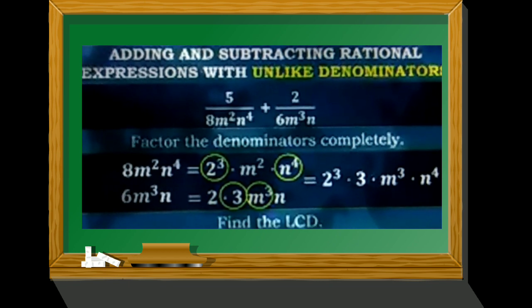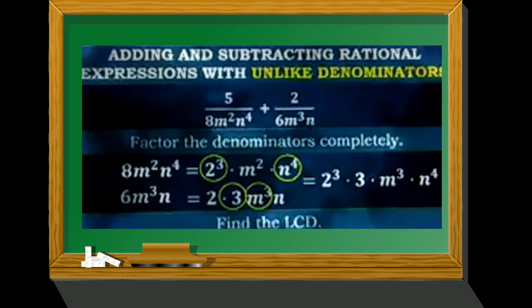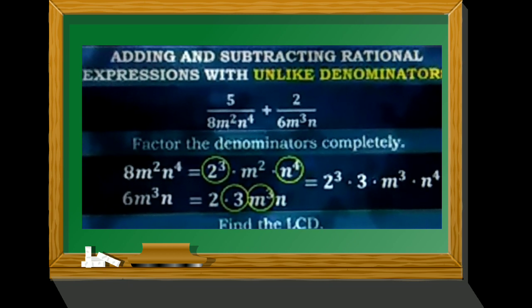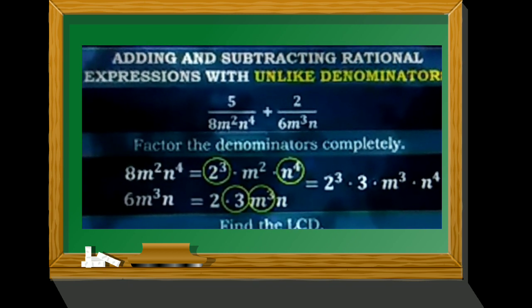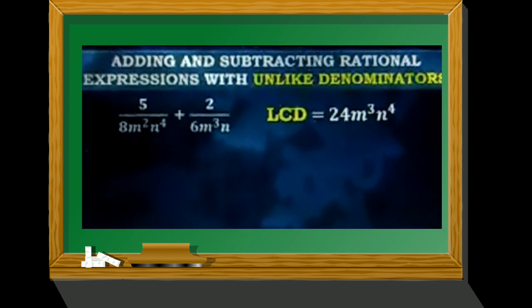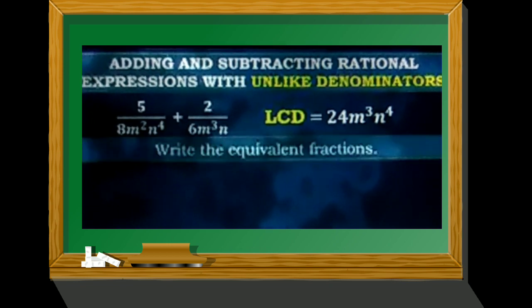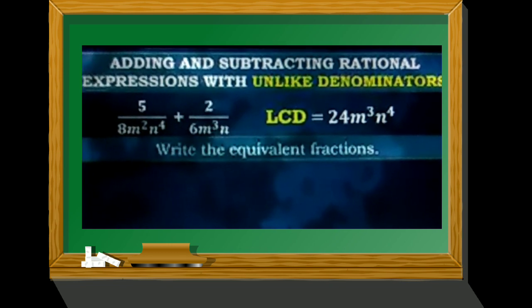8 times 3 equals 24, and let us copy the literal coefficient, and we have m raised to 3 and n raised to 4. So therefore, our LCD is 24 m raised to 3 n raised to 4. We have now our LCD.